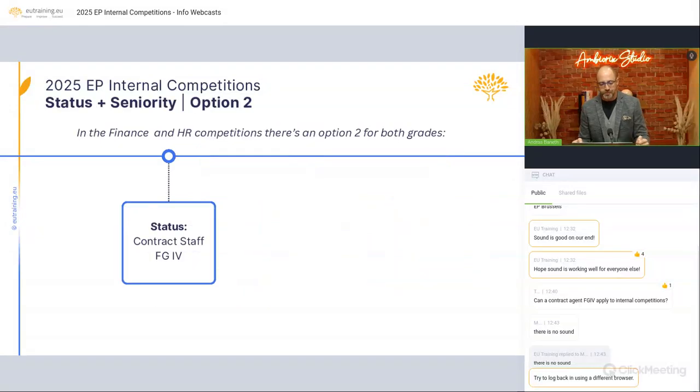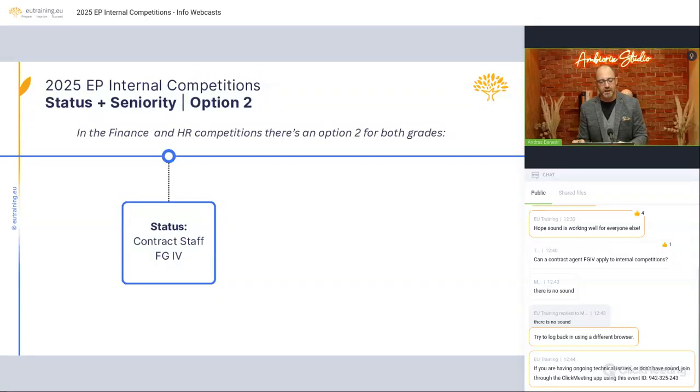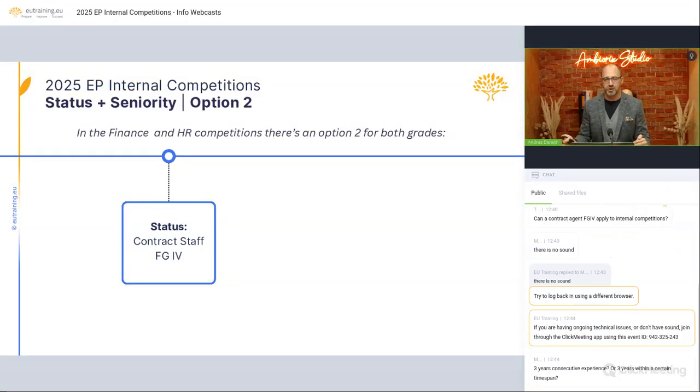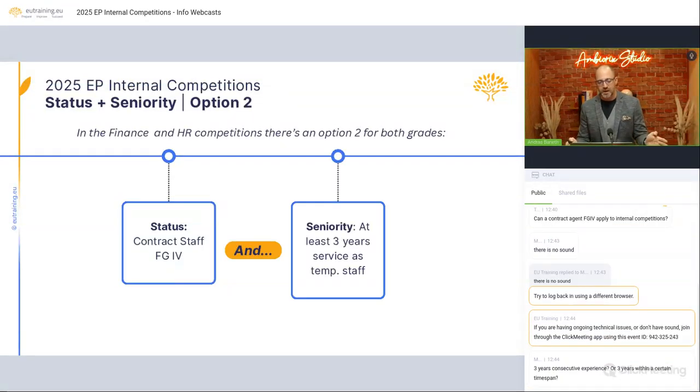And then a little bit going back to Theodora's question, that only in the finance and the HR competitions, so basically not the third one, which is for the DG presidency and the DLA, here for the two main profiles, so to say, you can also be a contract staff in function group 4. So that is probably a positive answer to Theodora's question, can you be a contract agent in FG4? And the answer is yes, as long as you have 3 years of service as temporary staff. So you need to have the 3 years experience, even in this case, even if you're not a permanent official when it comes to your status.